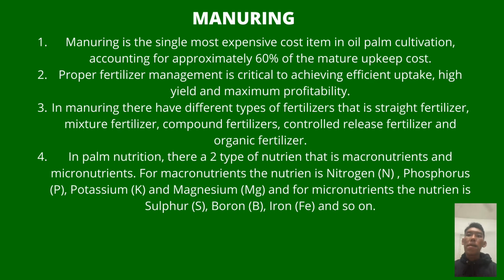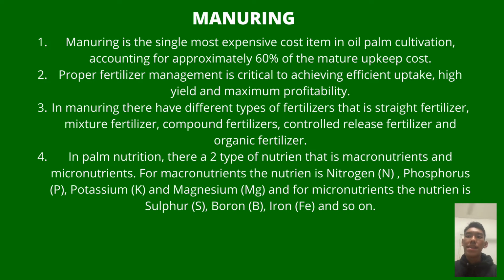Next, manuring. Manuring is the single most expensive cost item in oil palm cultivation, accounting for approximately 16% of the major upkeep costs. Proper fertilizer management is critical to achieving efficient uptake, high yield, and maximum profitability.